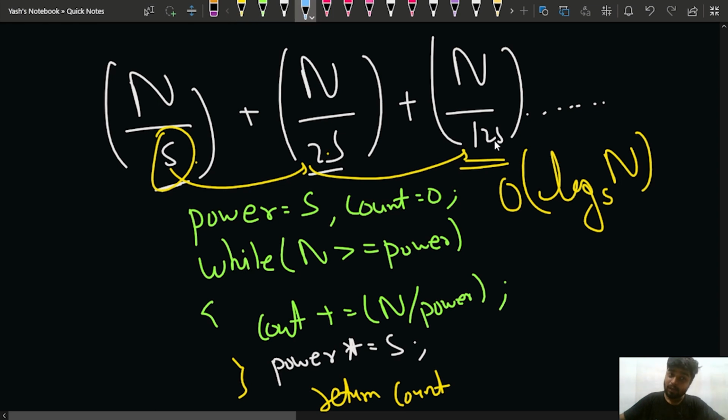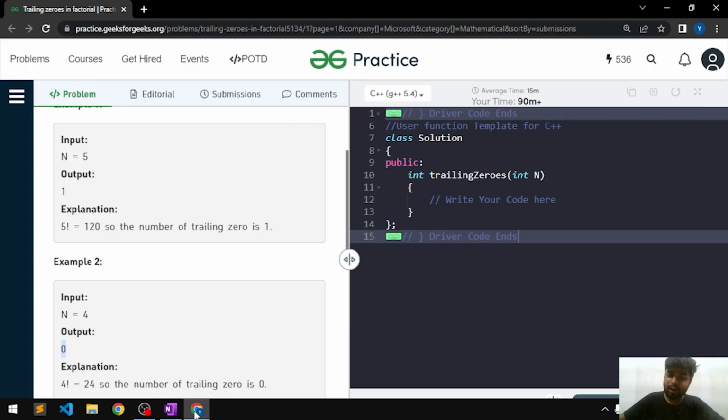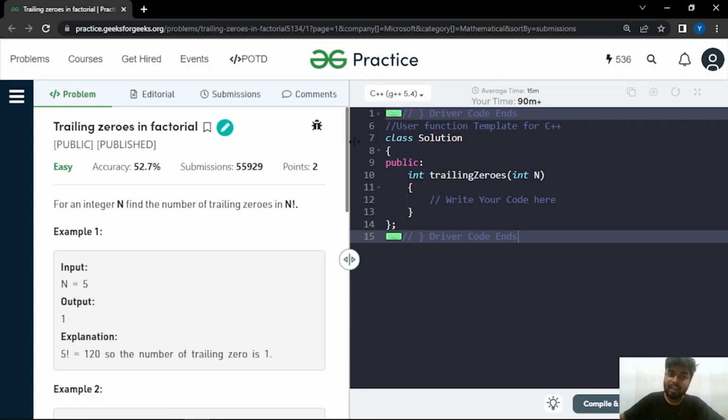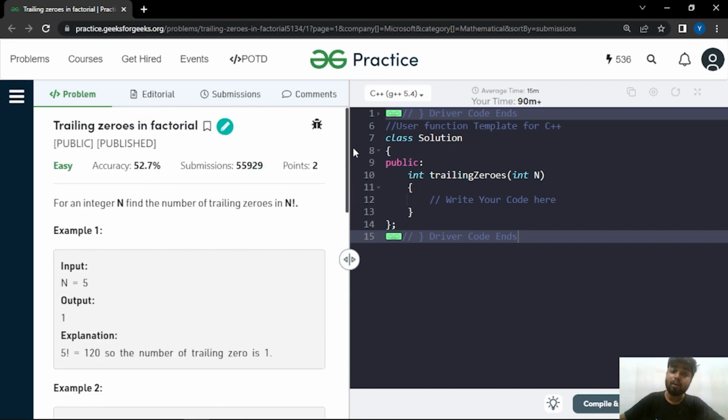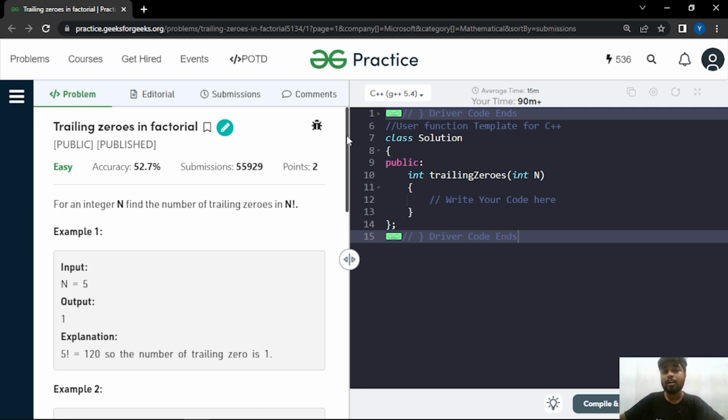So the time complexity for this approach will be order of log n to the base 5. Now you will ask why we did not directly find the factorial. Because if the n value is very large, say I have to find the factorial of 10 to the power 8, it will be very very large. Factorial of 5 is 120, factorial of 6 is 720. For larger numbers it will overflow. Neither my integer nor my long data type will be able to handle it.